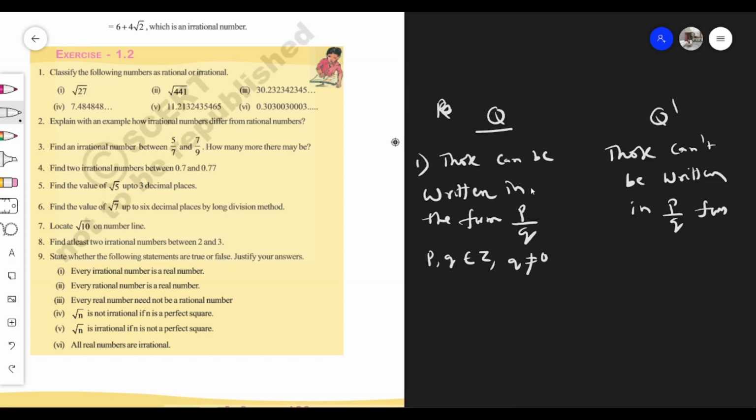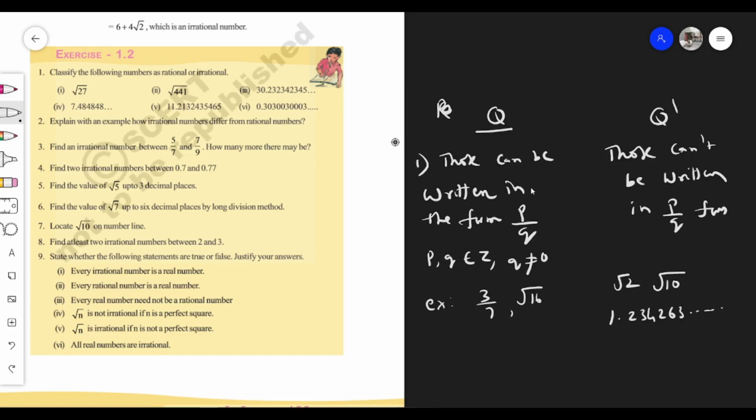And give an example. Example for rational numbers is 3 by 7 or root 16, like that you can give. And for irrational numbers you can give an example like root 10 or root 2, or you can write 1.234263 and something that is neither repeating nor recurring. Right, these are the differences of rational numbers and irrational numbers. Also you can extend it. You can write that rational numbers will have terminating decimal form or non-terminating recurring decimal form, and irrational numbers will have non-terminating non-recurring decimal form. Likewise you can write one more difference.